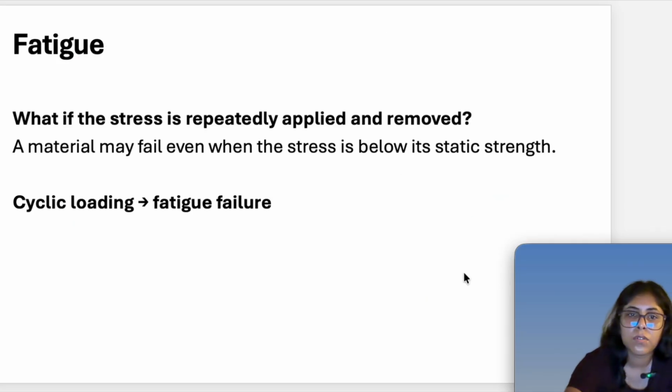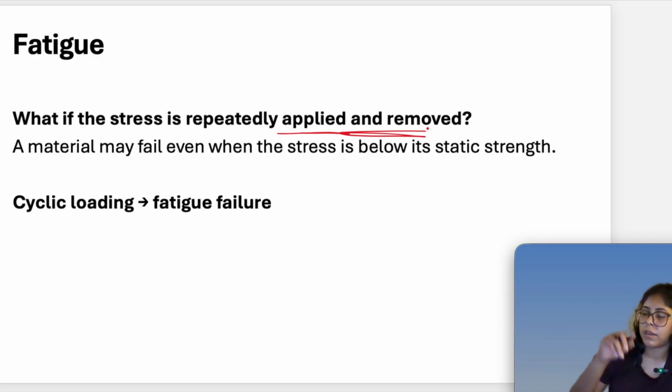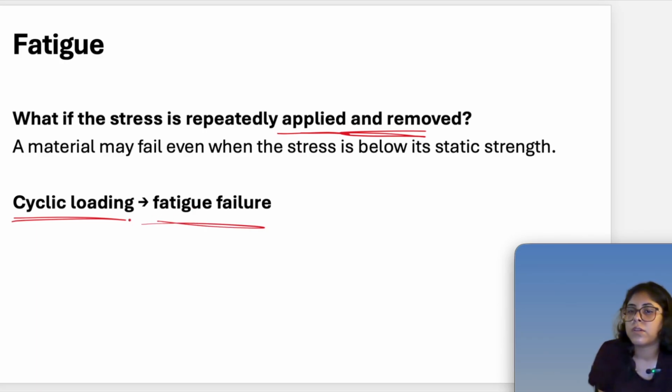Right. Now we have fatigue. Fatigue is when stress is repeatedly applied and removed. So stress is applied on the body, it's removed, and then it comes back, and then it is removed. Cyclic loading we call it, right? So due to the cyclic loading, application, removal, application, removal, fatigue will be there, and due to that, the object will fail in fatigue.